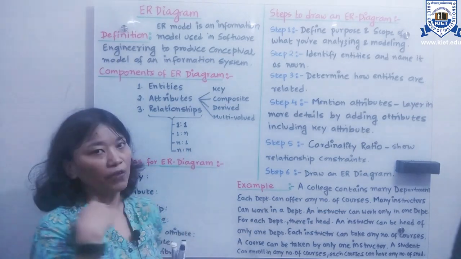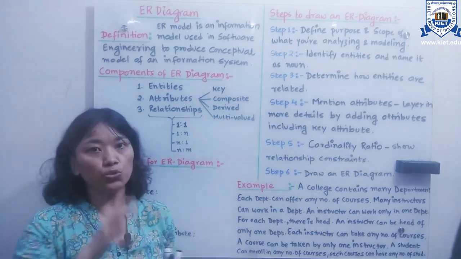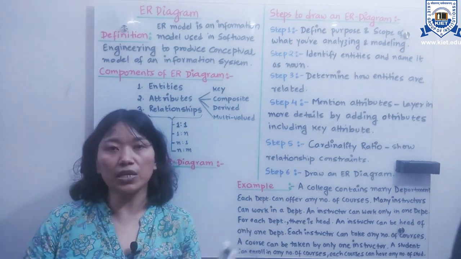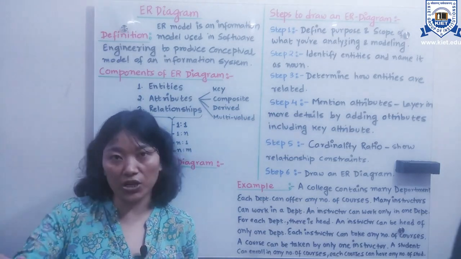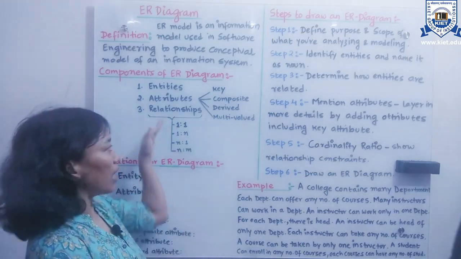The same happens if I talk about the inverse of it, then it is n:1. n:m: students can be taught by many faculties, and faculties can teach many students. So the relationship can be n:m. So these are the ratios.